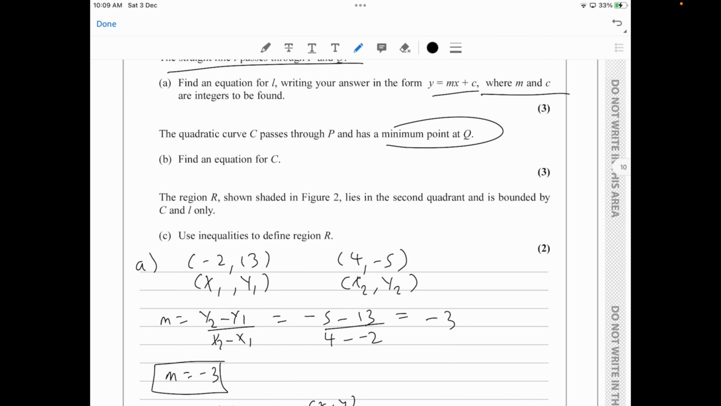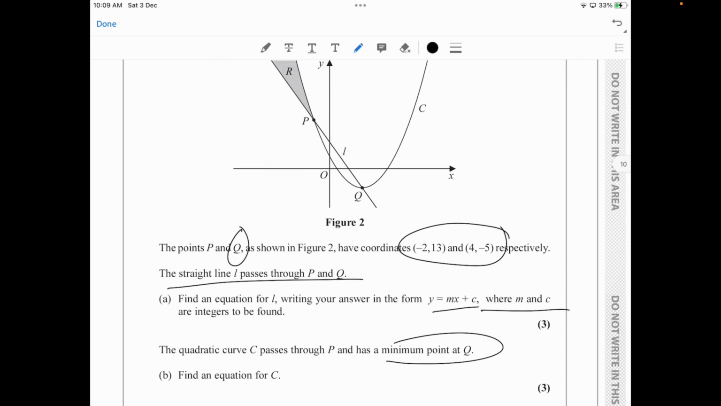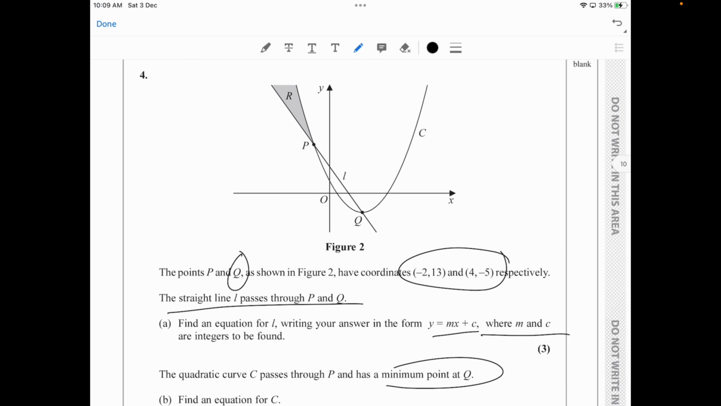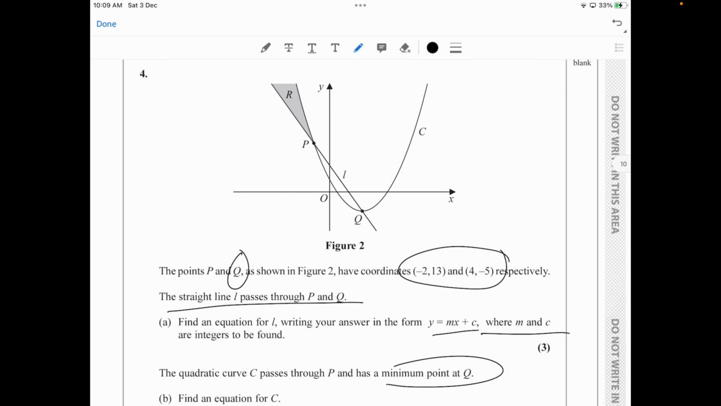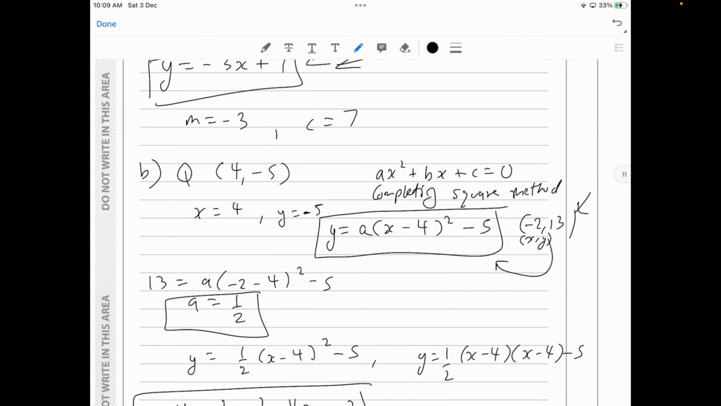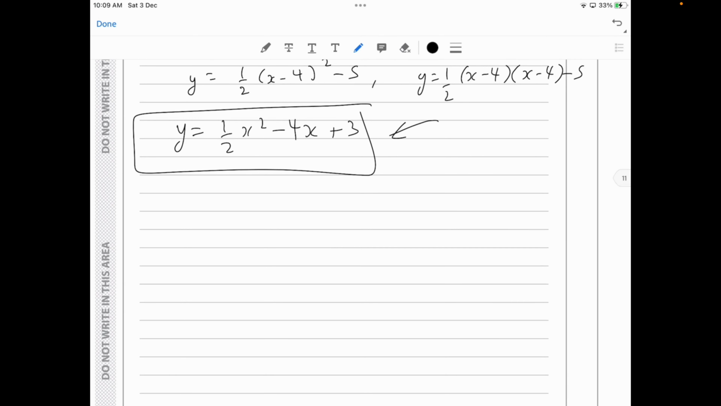Part C says the region R shown is shaded in figure 2, so we can see there's a region R there. It lies in the second quadrant and is bounded by C and L only. Use the inequalities to define the region R. So we know the equation for the quadratic and the equation for the straight line, and we're going to write both equations down. The equation of the line: y is equivalent to negative 3x plus 7. The equation of the quadratic: y is equivalent to half x squared minus 4x plus 3.